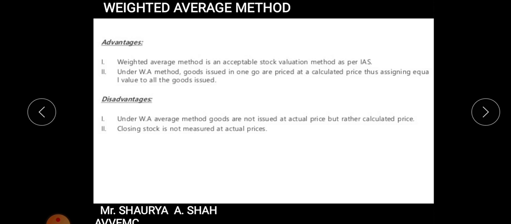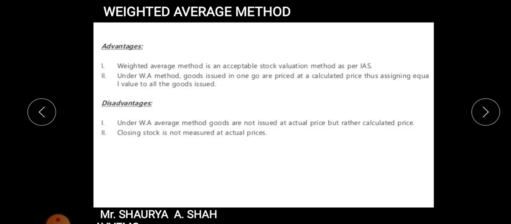Fine. Again, what are the disadvantages? Under weighted average method, goods are not issued at actual price but rather at a calculated price, because we are not taking LIFO. In FIFO, we are taking the actual price at which the materials are purchased and issued, right? Here we are doing some calculation and a third price is taken apart from purchase and sales value. Closing stock is not measured at actual price, right? Definitely, the weighted average method is a completely calculated method. We are making our own figures for calculation.